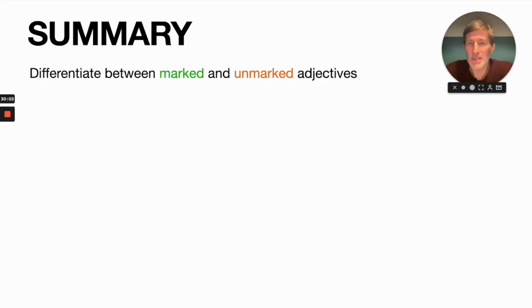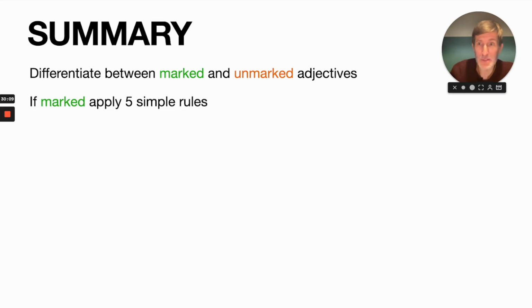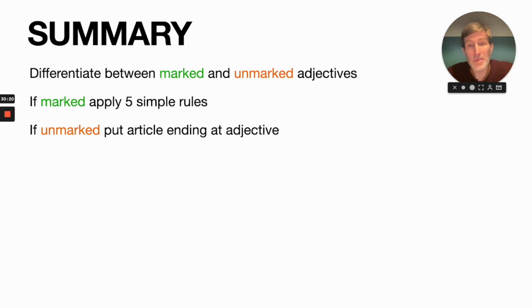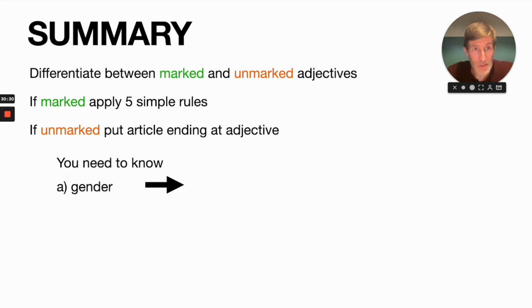Quick summary. It's important that you differentiate between marked and unmarked adjectives. Marked means there is an article in front of the adjective that has an ending. Everything else is unmarked. And if it's marked, beautiful, you have 5 simple rules. If it's unmarked, you put the article ending at the end of the adjective, as we've just seen. The problem with the unmarked ones is you need to know the gender of the noun, yeah?